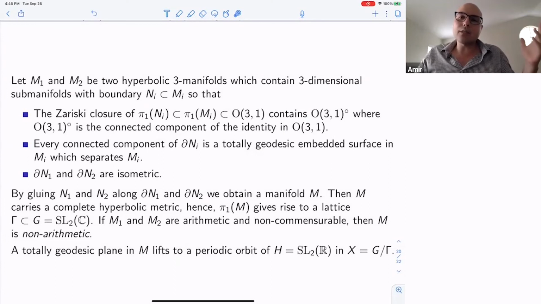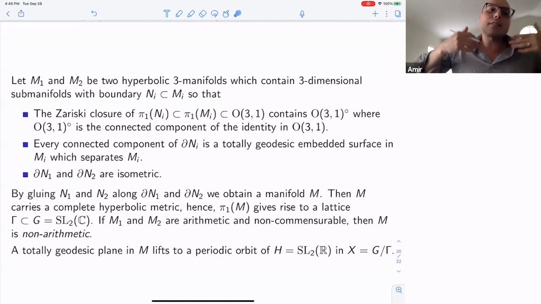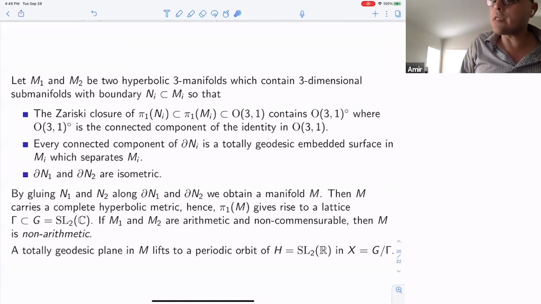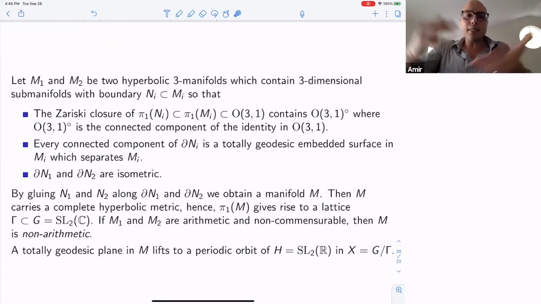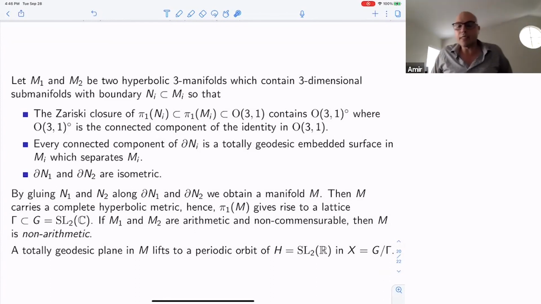You give yourself two 3-manifolds, M1 and M2, and you assume that each of them has some submanifold with boundary whose fundamental group is Zariski dense in SO(3,1). And then the boundaries are isomorphic. You cut them open and you reglue. What you get is a hyperbolic 3-manifold.